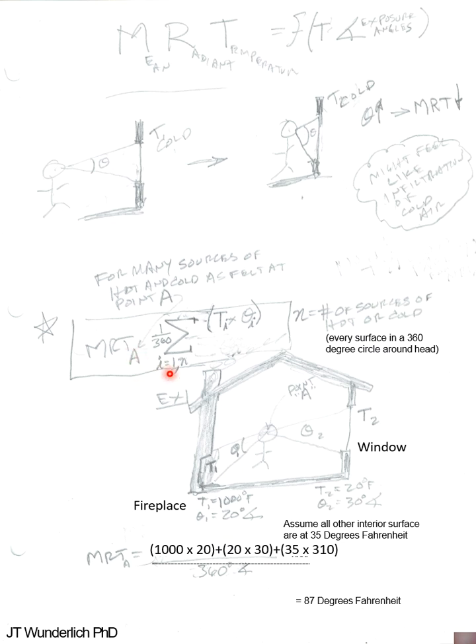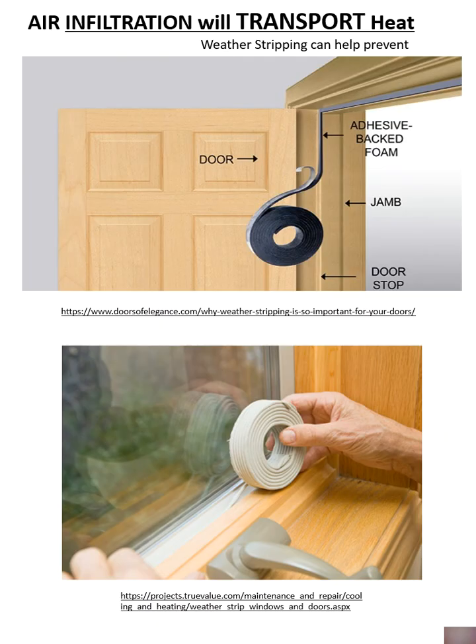Mean radiant temperature, so what it feels like at a point within a building based on the openings and the transmittance of heat through the walls and ceiling, and also sources of heat, fireplace. Ways to stop the flow of heat out of your building with weather stripping or into your building.